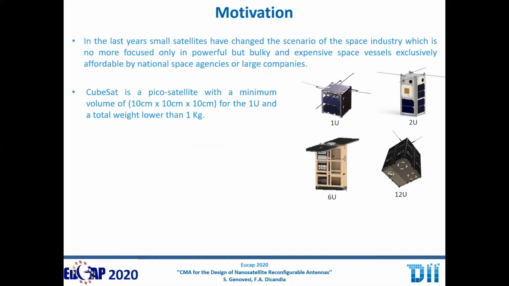So small satellites have gained a lot of attention recently in the space industry, and especially picosatellites or nanosatellites such as CubeSat have found a lot of interesting applications. The basic unit, the single unit, is basically a cube of 10 centimeters of edge, and with a total weight lower than 1 kilo. But of course, we have 2 units, 6 units, and even bigger kinds of CubeSat.